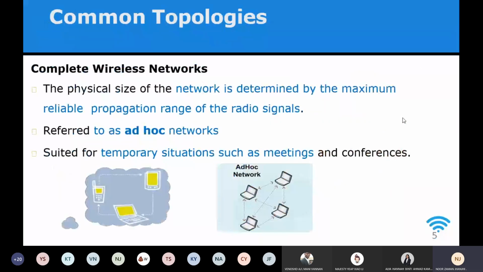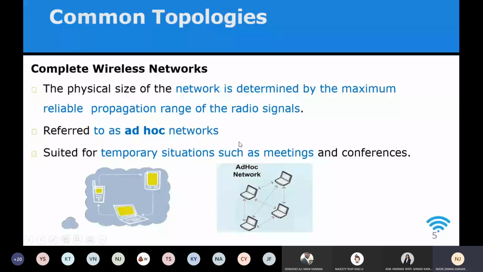Here you can see further examples of how we can have different topologies. From this, you can see one of the topologies, I believe it is good that you have the mouse pointer. One of the topologies, you can see, is the ad hoc network. I hope you understand what that means. This is a temporary situation just for meetings and conferences. But this is the ad hoc network mechanism.